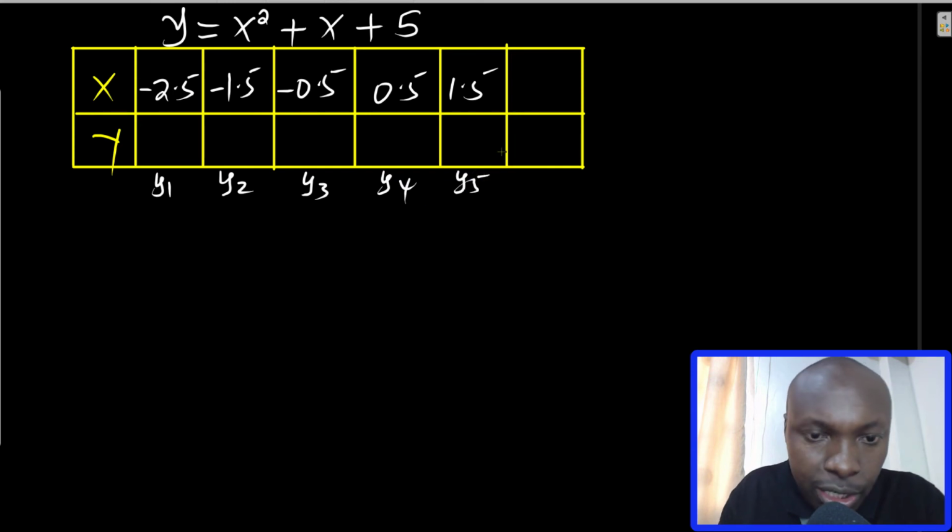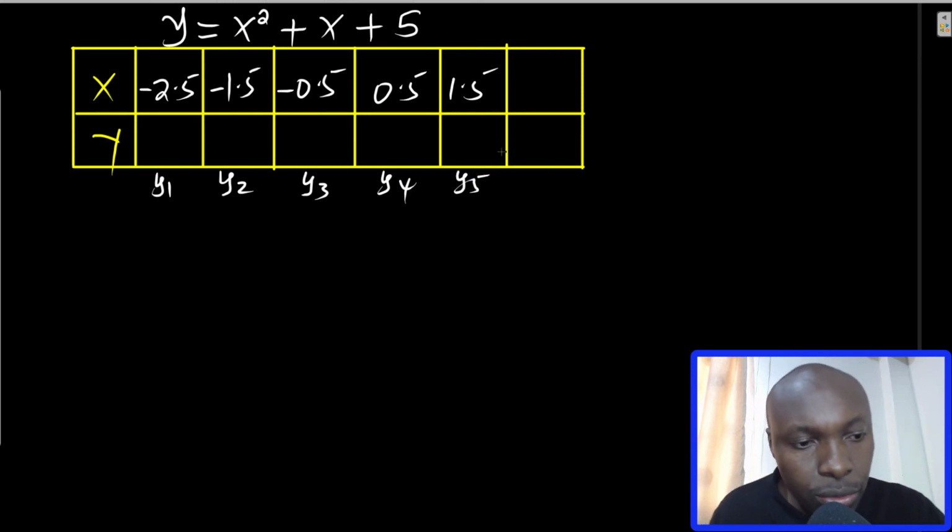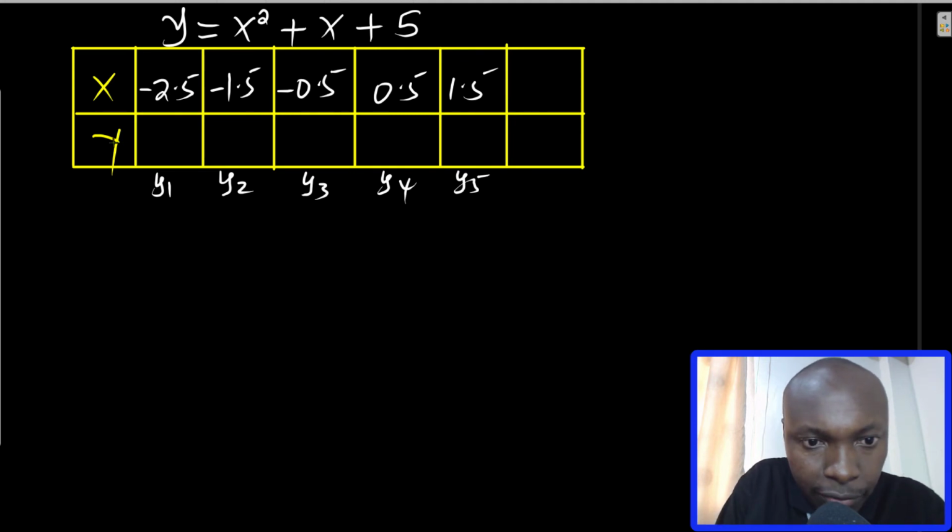Those are 5 ordinates. So the same thing we did to the first part, we shall now fill this table, the values of y, using the function y is equals to x squared plus x plus 5, just feeding the values of x in the formula and then the function, and then getting the corresponding values of y.